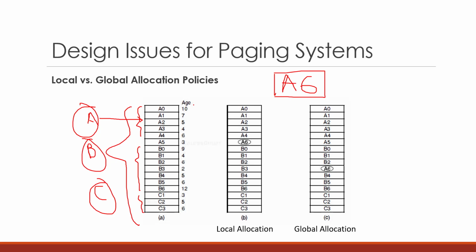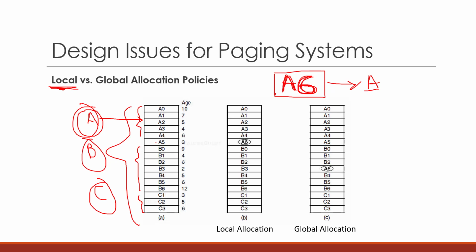Now there are two policies that we can use. One is a local allocation policy. Local allocation policy means that if this page belongs to a process, and this belongs to process A, right, then this page can only take the place of pages of process A. Again, if we are replacing a page with any page in the RAM, based on local allocation policy, page A6 can only replace the pages of process A.